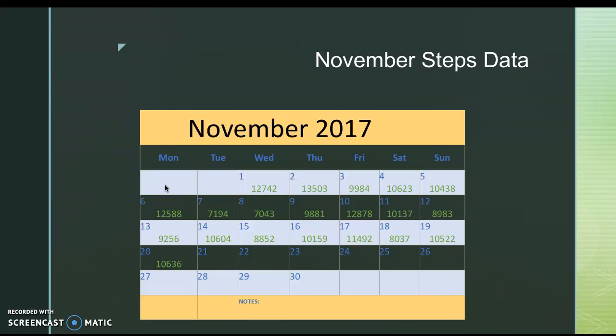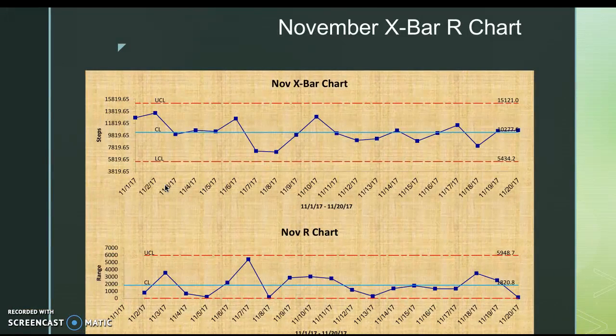Same thing again for November. This is my data for November, and I did the same thing for November as well. I plotted the X bar chart and the R chart for the November data. In November, you'll see my range is even narrower compared to October. Here the graph looks like a normal distribution. My lower control limit is somewhere around 5,800 and the upper is around 15,000. So it's much narrower, and the improvement strategies are working out for me.